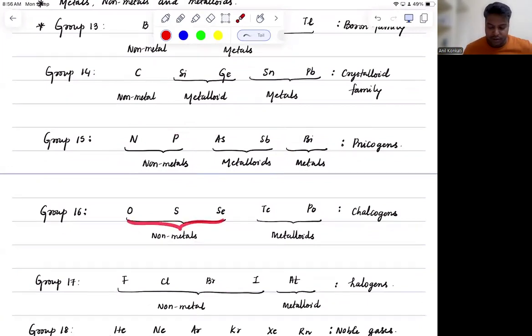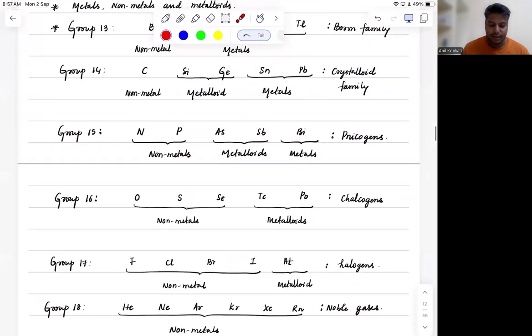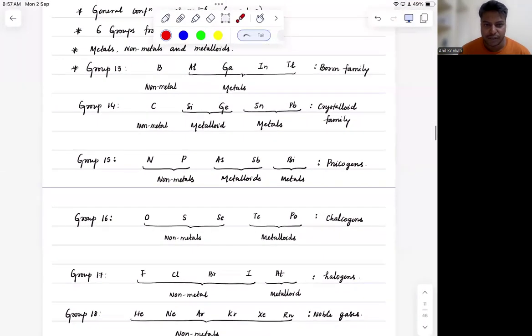Group 16, first three are non-metals. Next two are metalloids, tellurium and polonium. These are chalcogens. Group 17, all of these are non-metals. Astatine is a metalloid, and these are halogens. And group 18, everything is non-metal, and these are noble gases. This is a briefing of the p block, which we need to know.